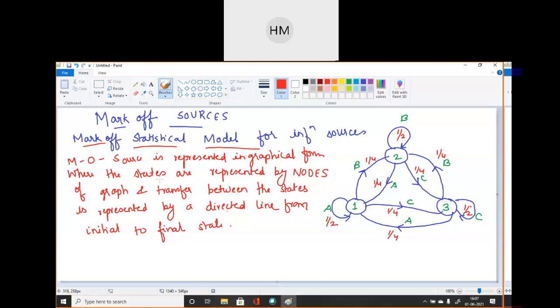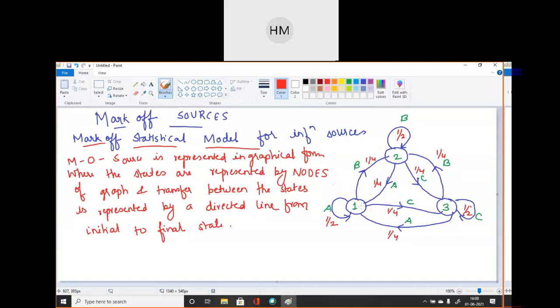So Markov source, what is that? How is it represented? It is represented in a graphical form. This is the graph which will always be given to you while simplifying the numerical. What are the states? These are the states 1, 2, and 3, which are represented by nodes. These circles are denoted as nodes. So how many nodes are there? 3 nodes are there, 1, 2, 3, which will produce some symbols. Clear?